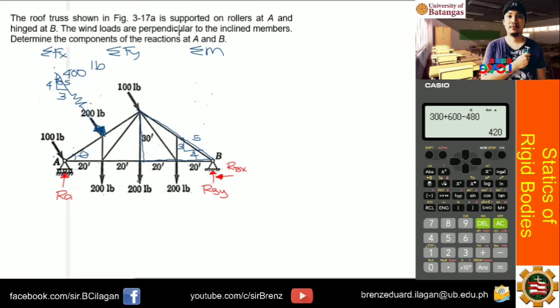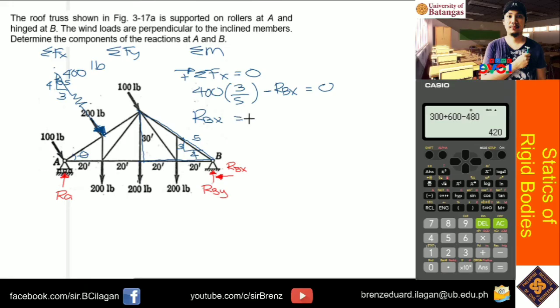So para makuha si RBX, ang gagamitin mong equation is yung summation of forces X. Ayan. Equals to 0. Okay. So ang kapartner lang nitong RBX is yung horizontal component nito. Or that is 400. Paano makuha yung horizontal? O yung X component, multiply by 3 over 5. So di ba pakanan yung kanyang X component, so positive, and then yung RBX, so since papunta sa kaliwa, so minus RBX is equals to 0. Therefore, RBX is equivalent to 400 times 3 divided by 5.